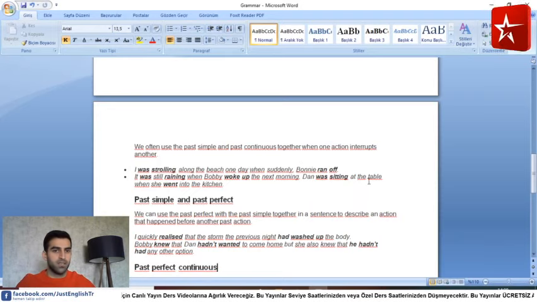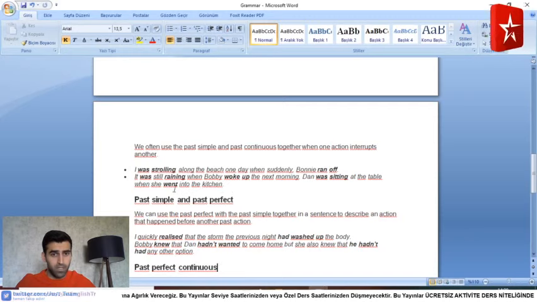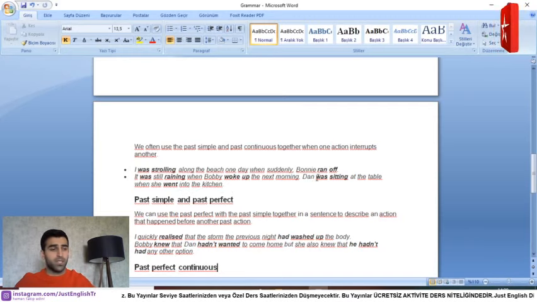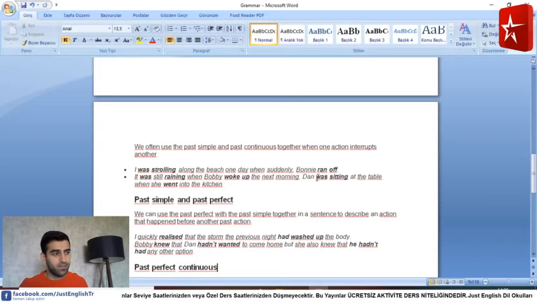Dan was sitting at the table when she went in the kitchen. So she went into the kitchen. Yeah. Here you can see we used past continuous and past simple together.